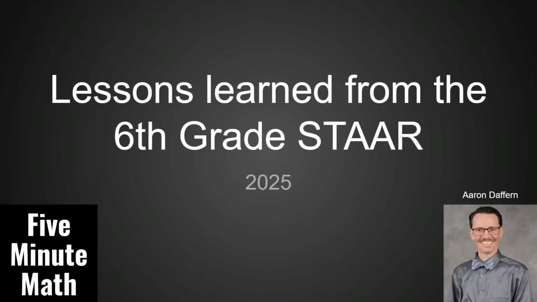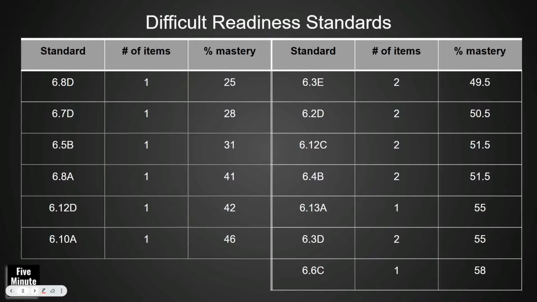Today we are looking at lessons learned from the sixth grade STAAR test 2025. Specifically, we are going to look at the readiness standards in which overall the state scored less than 60% mastery. And we will start with our lowest scoring readiness standard first.